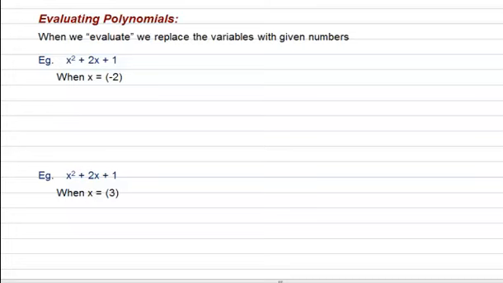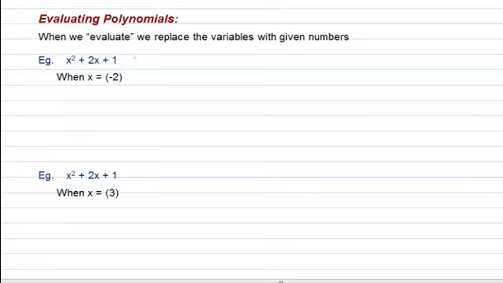Going to talk a little bit about evaluating polynomials. And really, when we evaluate, all we're doing is replacing the variables with numbers that are given to us. In this class, we talk about it in a very specific way. This is the only way you'll hear about it. In the next class, they'll start talking about it a little bit differently, but that's okay because you should recognize it, and you just need to remember that it's the same thing no matter what.